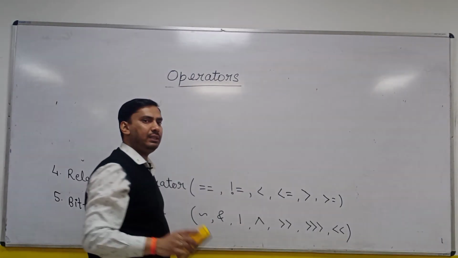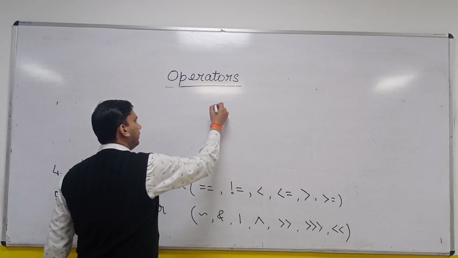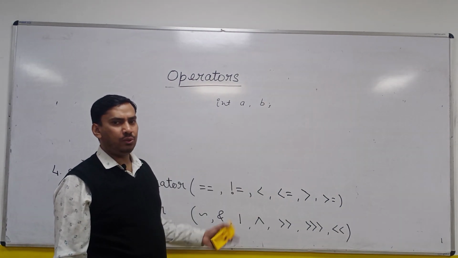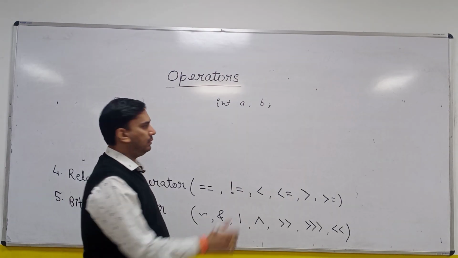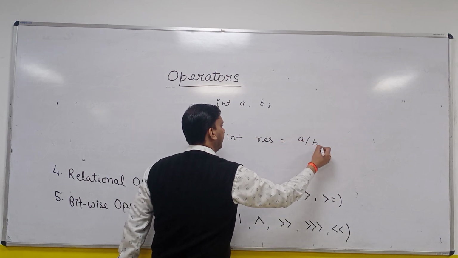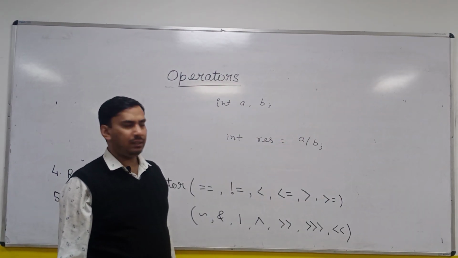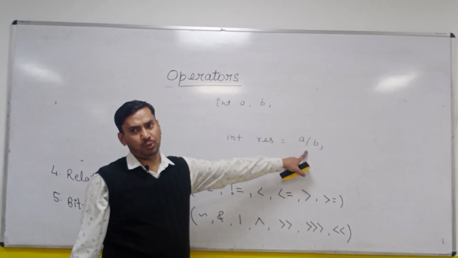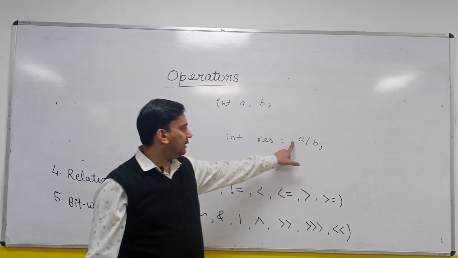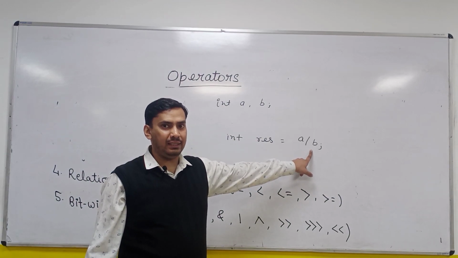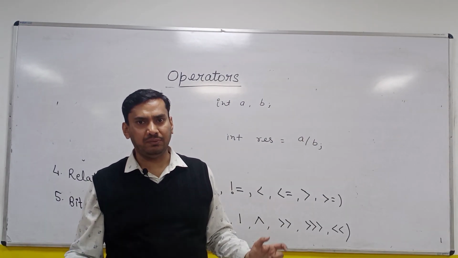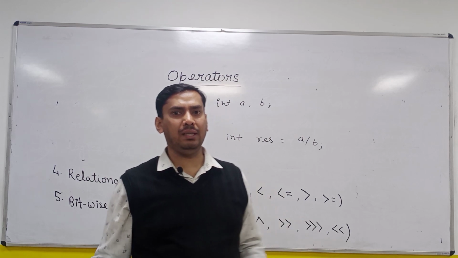Let's say I want to find out the result of a division. I have two values, int a and b, and I want to find the result of a divided by b. So I write int result is equal to a divided by b. This statement may give you a problem when b is 0. Division by 0 is a runtime error, an arithmetic exception. In Java, you cannot divide an integer value by 0; it will be a runtime error.